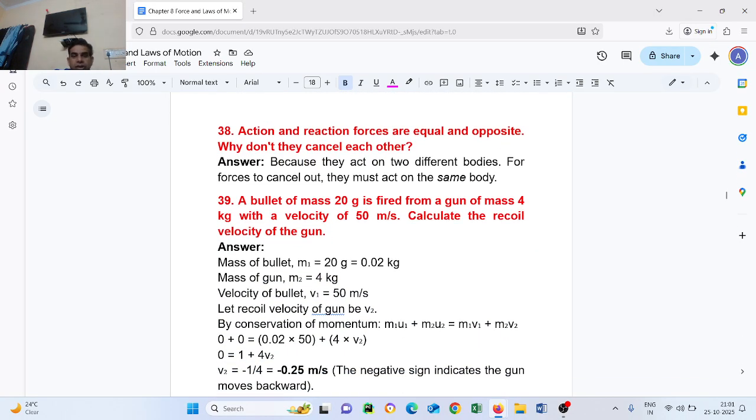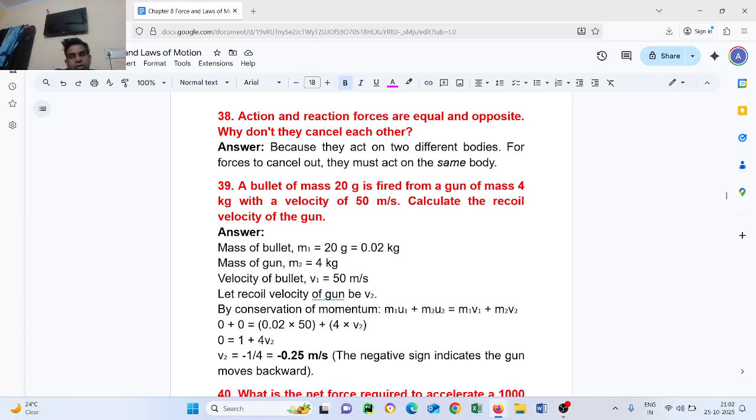Question number 13. A bullet of mass 0.02 kg is fired from a gun of mass 4 kg with a velocity of 50 meter per second. Calculate the recoiling velocity of the gun. Mass of bullet M1 is 0.02 kg. Mass of gun M2 is 4 kg. Velocity of bullet V1 is 50 meter per second.